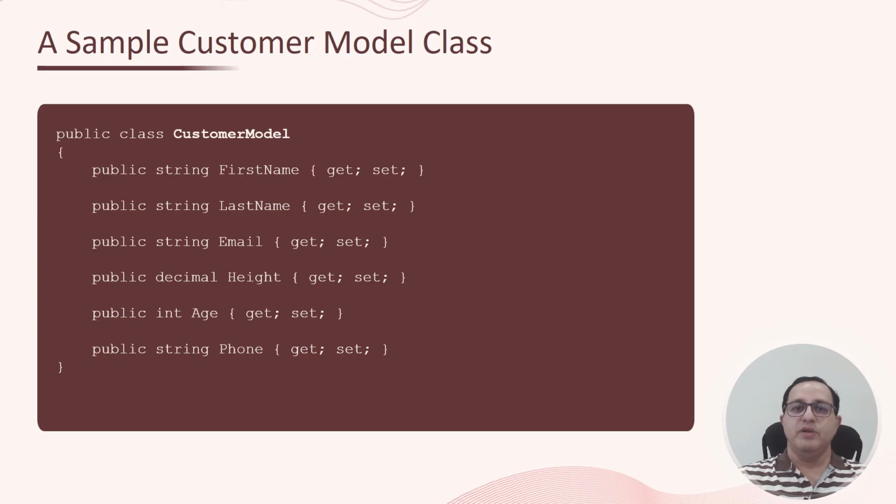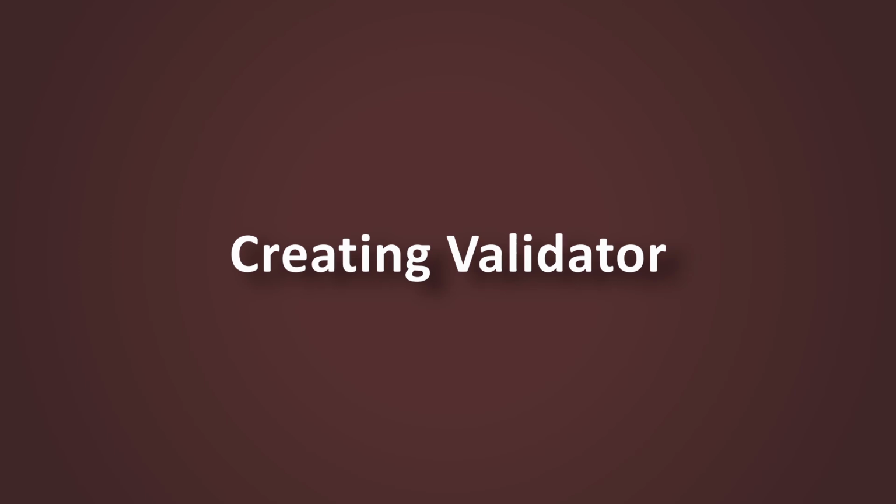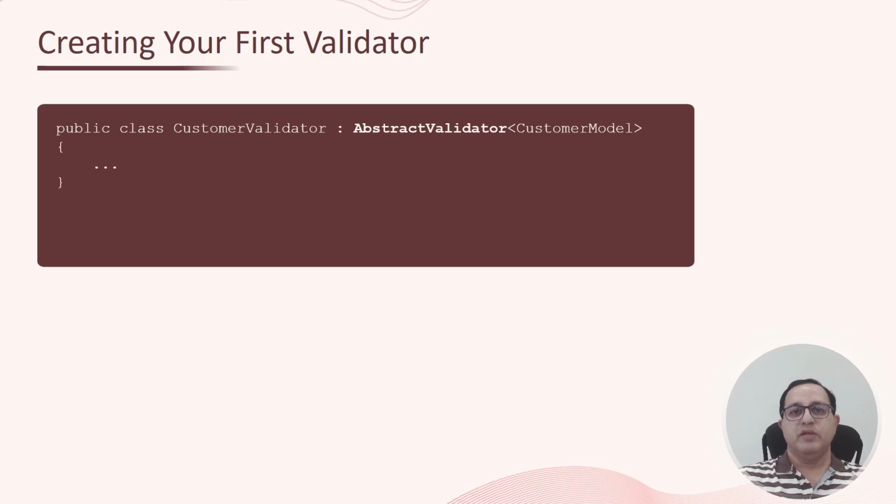Let's say you have a customer model class in your application which looks similar to this, and you want to validate the properties of this class using the Fluent Validation library. Fluent Validation Library has a class called AbstractValidator that can be used to define the custom validation rules against any model or class you want to validate.